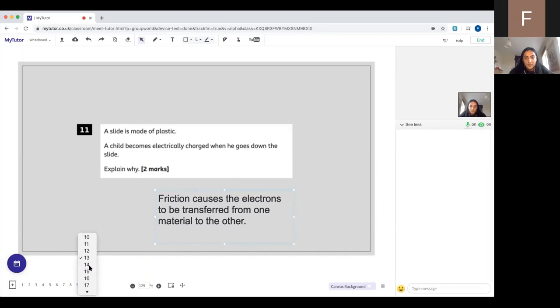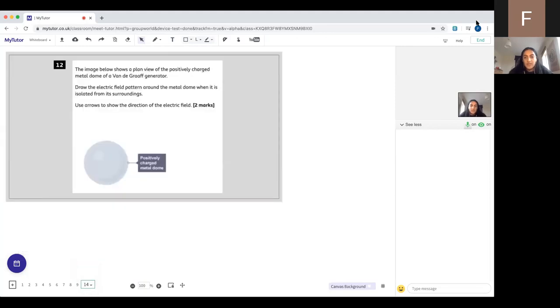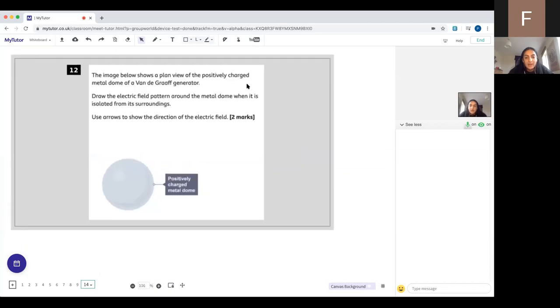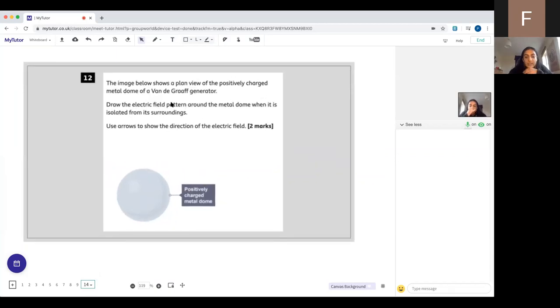Okay, next question. The image below shows a plan view of the positively charged metal dome of the Van de Graaff generator. What would the electric field pattern look like? I've already given you a hint, but let's see if you can remember. What direction would they go and how would they look? So remember to draw the arrow heads on the lines.